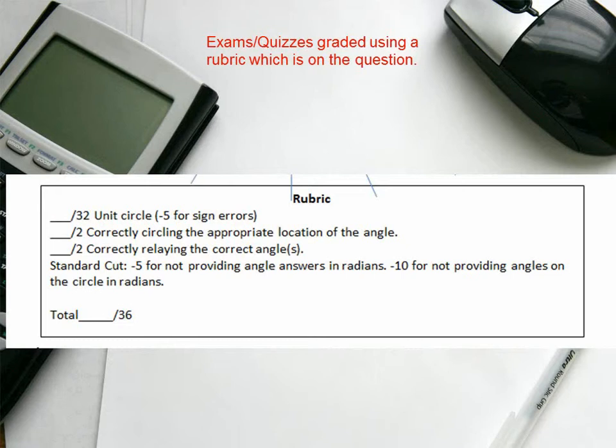So you can see, it'll tell you that 32 points for the entire unit circle, -5 for sign errors, 2 for correctly circling what you're supposed to circle, 2 points for relaying the correct angles, and then there's something called standard cuts, that you didn't use radians, instead you used degrees. And so you have actual things that are standard, based off of what I've seen before. So it's very clear where everything's coming from, and every single problem will have one of these attached to it. So you'll know exactly where everything's coming from.